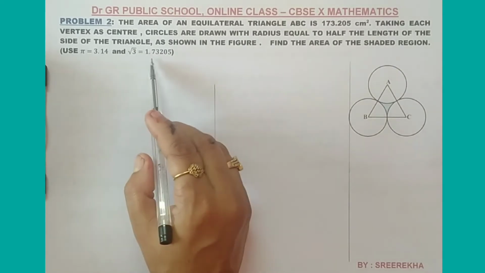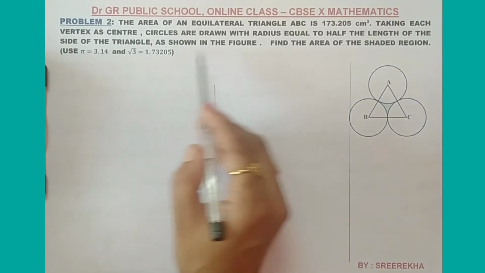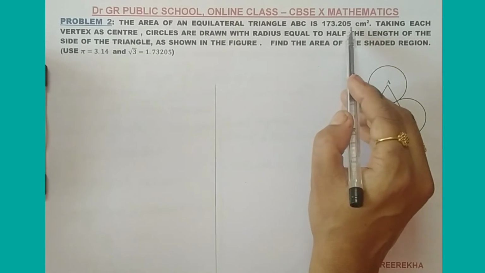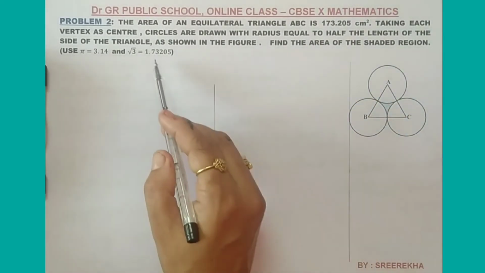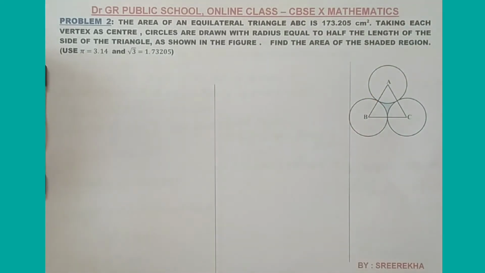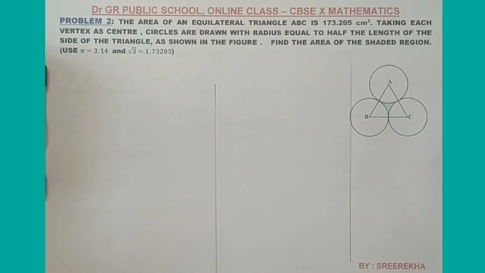Why? Because look at the values given in the question. The root 3 value is 1.73205 and the area of the triangle is 173.205. They are alike, with some similarity unless you consider the decimal part. Okay, we can read the question again.